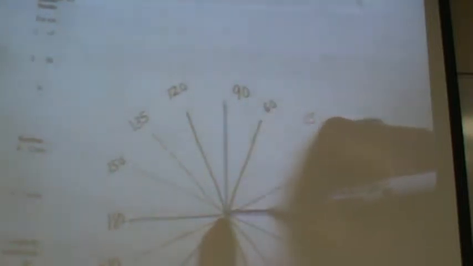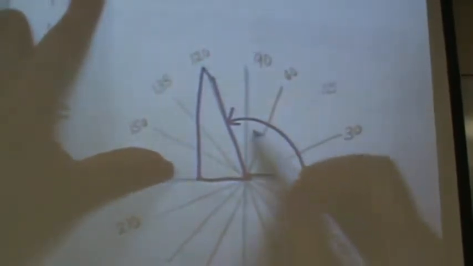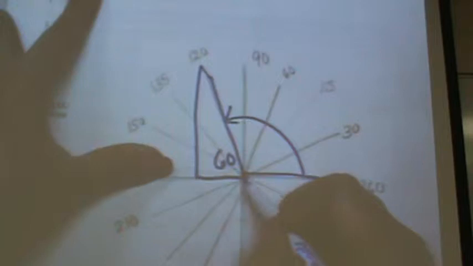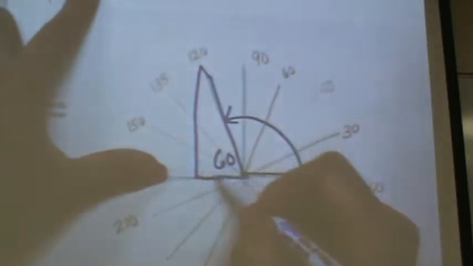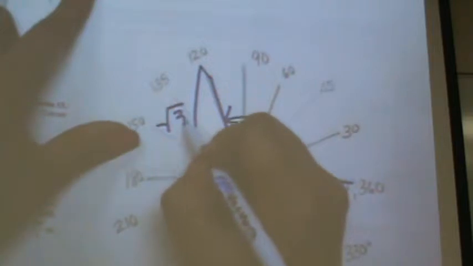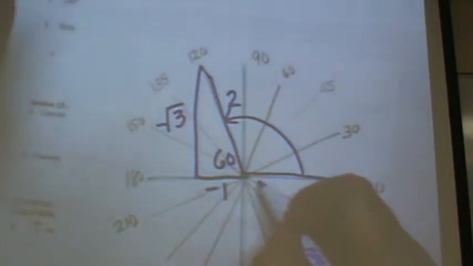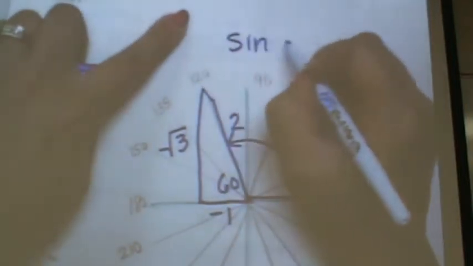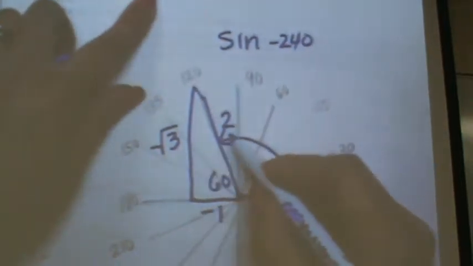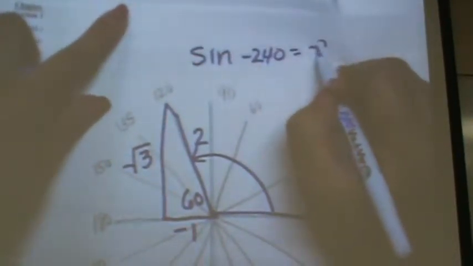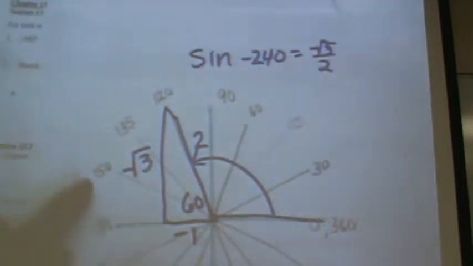So from here to here, this is 120. So what you're going to do is make a triangle with the x-axis, this triangle right here. So this is 30, so this is a 60-degree angle. And you've got to know in quadrant 2 the ratios. So remember, this is root 3, this is 2, and this is negative 1. So the sine of negative 240 is opposite over hypotenuse, so it's square root of 3 over 2.